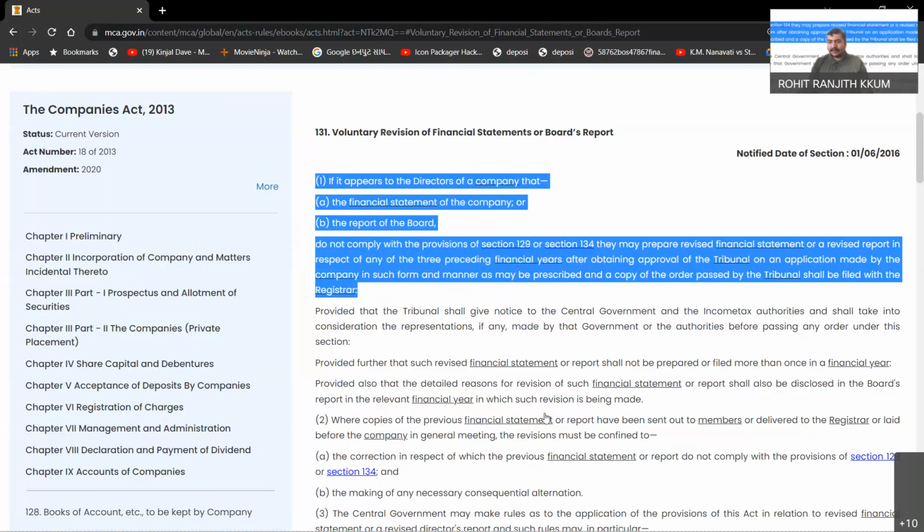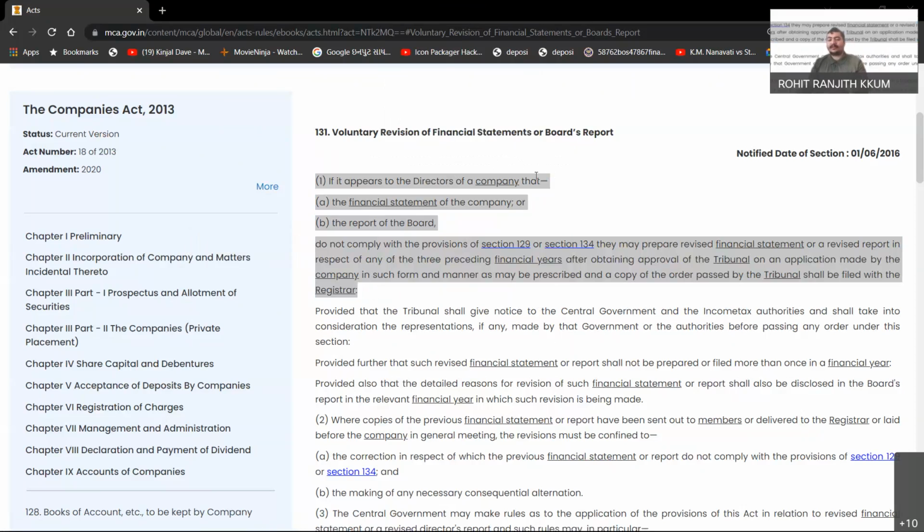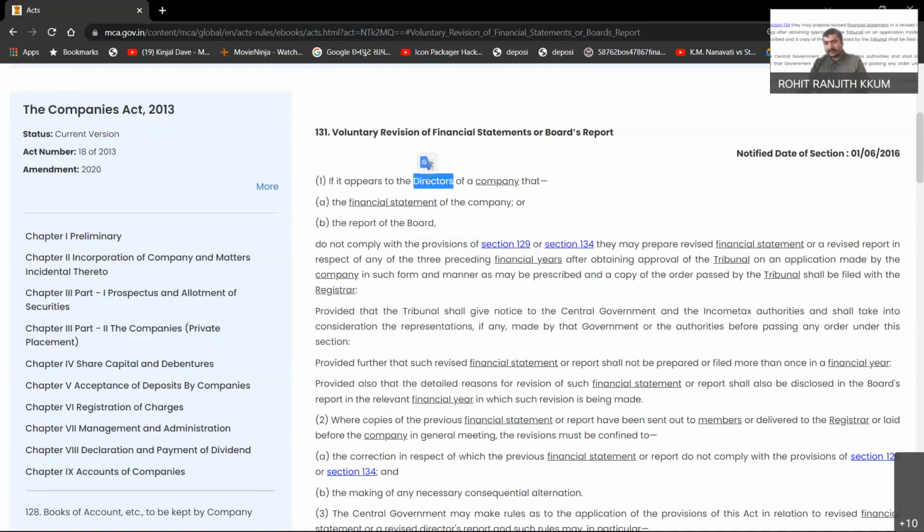If you look at my defense here, section 131 cannot be used by any person other than directors. Have you noticed it here? Only directors of the company have the power to use section 131 for the voluntary revision. A third party, even if the members or the creditors, whosoever it is, is not allowed to use section 131. Are you getting me? Hello?